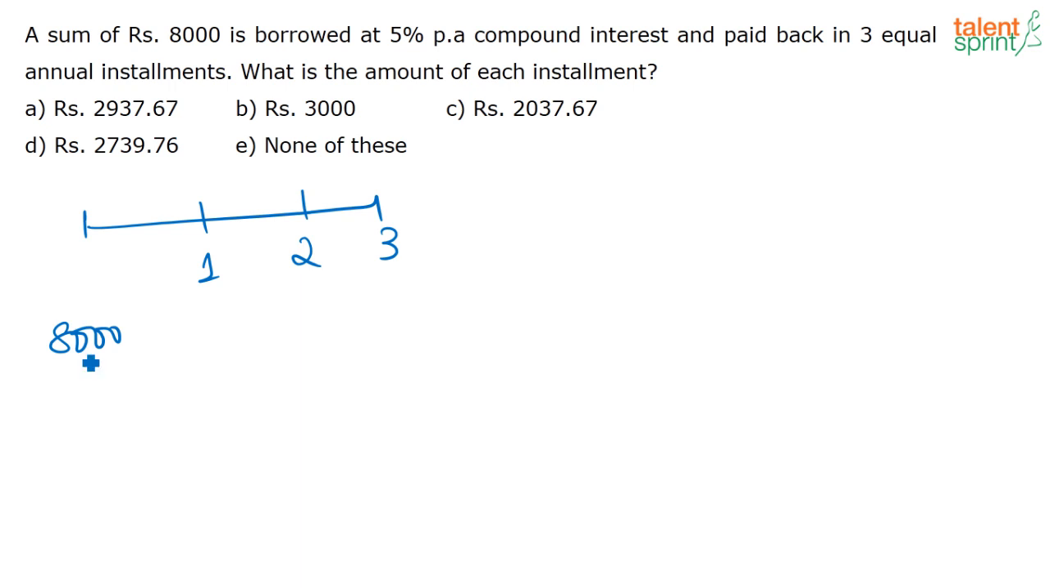Here what we are doing is, 8,000 rupees I am borrowing from somebody and I am giving it back in 3 installments. Annual installments means at the end of every year I am giving one amount. What we have to remember here is that I cannot just give 8,000 by 3, correct? Why will somebody lend me money? Because when I am giving it back in installments, I will also give some interest, correct?